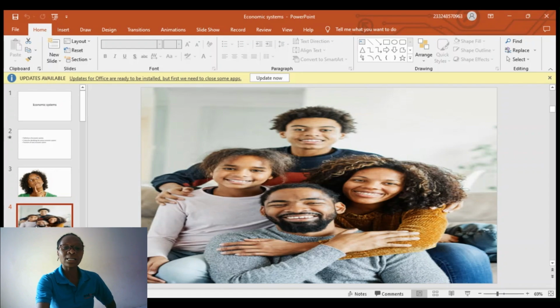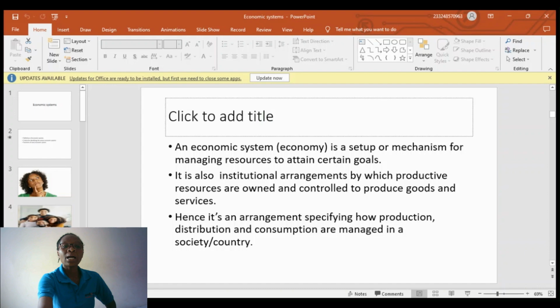So let's see what exactly we mean by economic system. Economic system, right, is a setup or mechanism for managing resources to attain certain goals. Emphasis on certain goals: it is a setup or mechanism for managing resources to attain certain goals. It is also an institutional arrangement, just like a home, right? You have an arrangement to say who does this or who does that in the home, so that there will be peace in the home and order in the home.